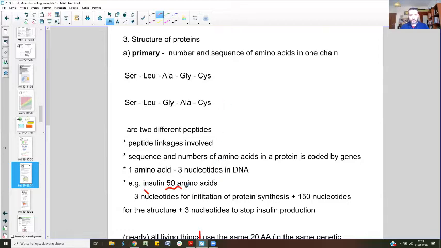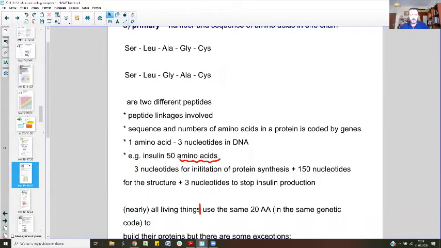Therefore, if we take insulin, which is a polypeptide protein made of 50 amino acids, it means that the number of nucleotides coding for this protein is 3 nucleotides for initiation of protein synthesis, plus 150 nucleotides coding for these 50 amino acids, and 3 nucleotides to stop insulin production. This will be extended when we start talking about processes involving DNA.